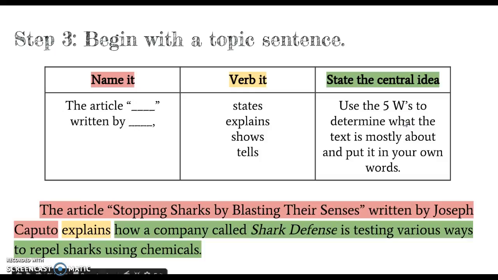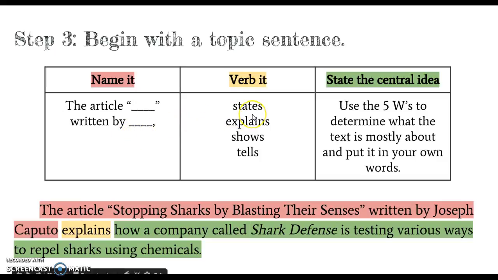Step 3 is to begin your summary with a topic sentence. Your topic sentence for your summary is going to have 3 parts. In the first part, we're going to name it. When you're naming it, you're going to give the full title of the article, and you are also going to add the author. If the author is unknown, you will let the reader know what website you got the article from, or perhaps it's a magazine or a newspaper.